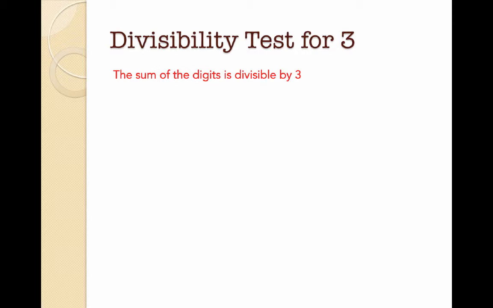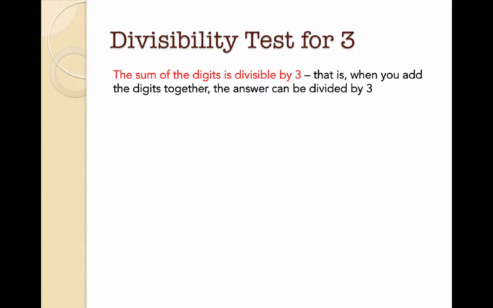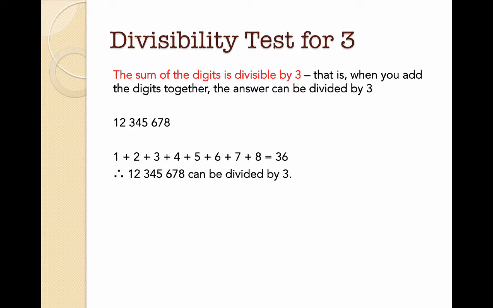So let's look at the divisibility test for 3. Now, the divisibility test for 3, can a number be divided by 3? All we have to do is work out the sum of the digits. And if the sum of the digits can be divided by 3, then the big number can be divided by 3. Let's take a look at our really large number, 12,345,678. If I added up all those numbers, 1 plus 2 plus 3 plus 4 plus 5 plus 6 plus 7 plus 8, it equals 36. Now the number 36 can be divided by 3. 3 goes into it 12 times. This means that our big number can be divided by 3.